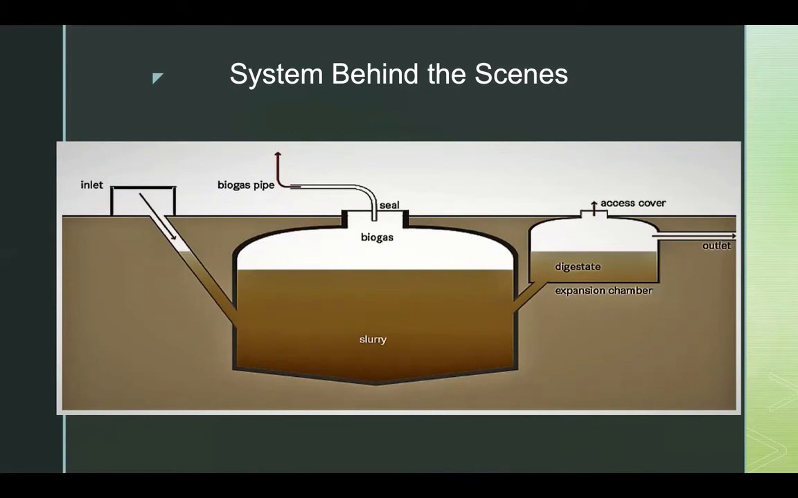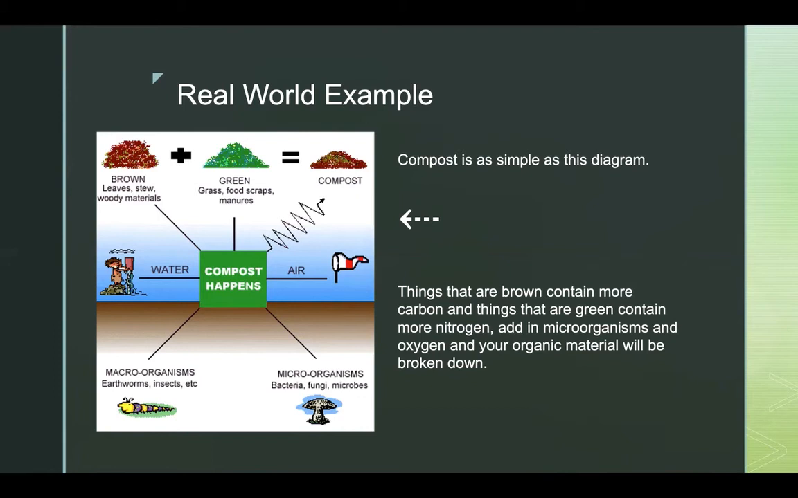Compost at home is as simple as the diagram. Things that are brown contain more carbon, and things that are green contain more nitrogen. Add in microorganisms and oxygen, which are readily found outside, and you will be able to break down organic material into new humus for your plants.